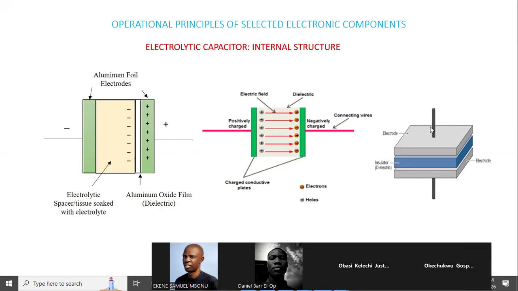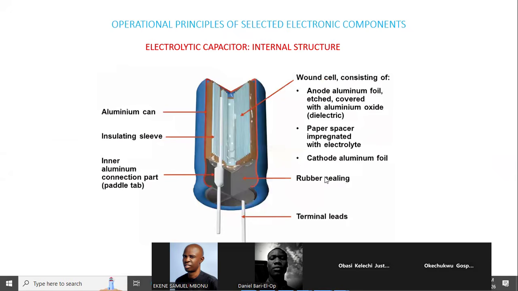What makes your capacitance big or small depends on the dielectric material. You can see this one: electrode, electrode, insulator is the dielectric material. So if you connect here to positive and connect here to negative, you've already formed a capacitor. And then this is the inside of the capacitor we normally see in our local market. Okay?